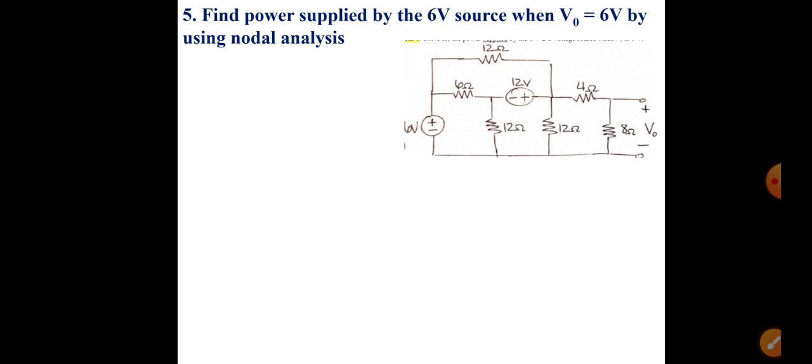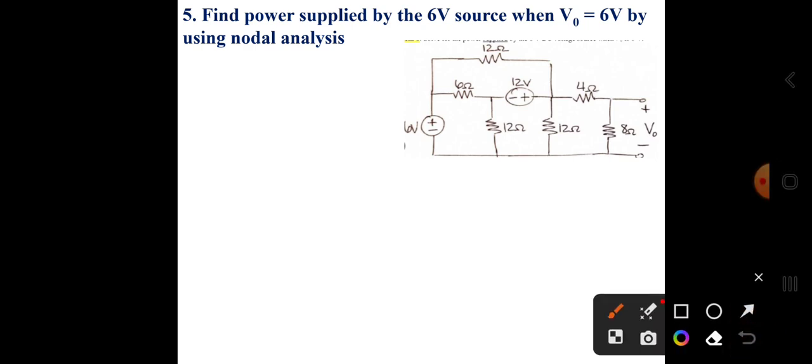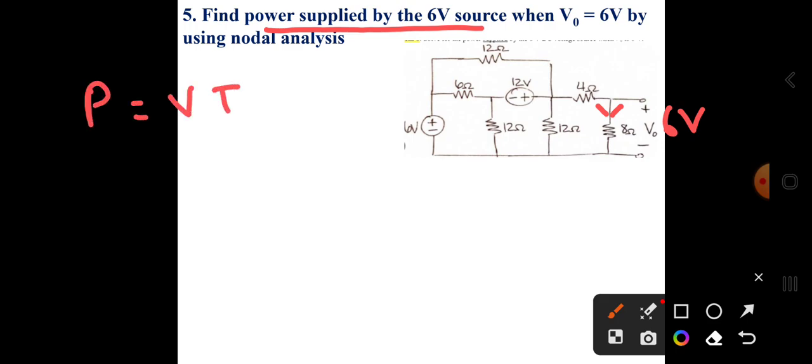So how can you solve this problem? First, assume the voltage V0 is equal to 6 volts. That means this voltage is 6 volts. Then you can easily find out how much current is passing here. First, find the power supplied by the 6 volt source. That means power supplied, P is equal to V into I. Here I know V, that is the 6 volt source, and I need to find the current I.